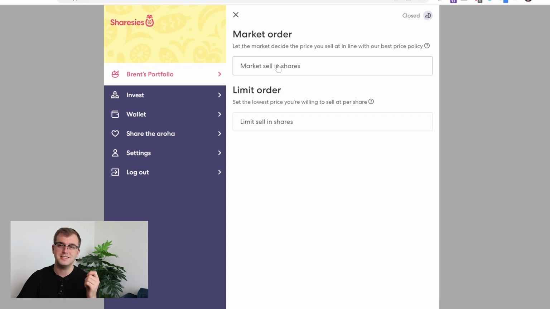For example, if the current price is 81 and we want to sell at 85, once the price hits 85, that sell order will trigger. So it means we can lock in the price we want to receive.